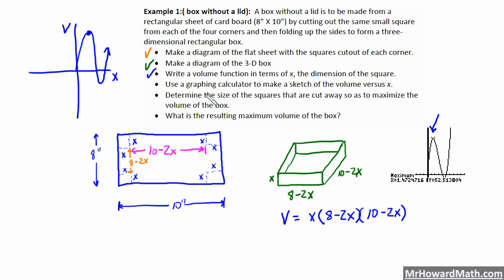So determine the size of the squares. Well, that's just x equals this x coordinate of this maximum. So approximately 1.472, we'll call it. That's in 1,000th of an inch. That dimension is in inches, so that should be good enough. And then our volume would be cubic inches, and that is 52.514 inches cubed. All right, and that is going to be it for this problem. All right, let's look at the next example.